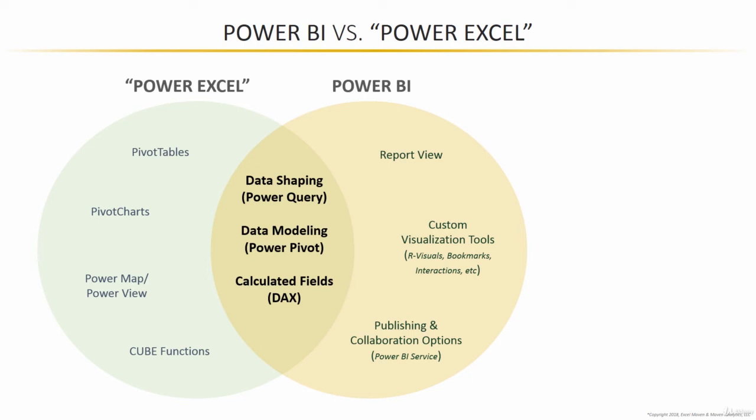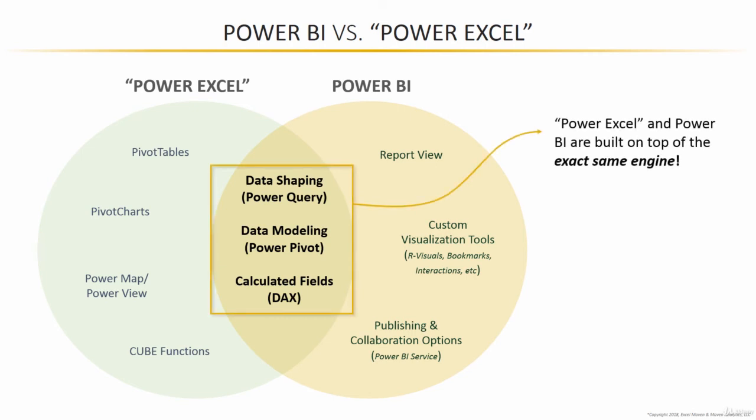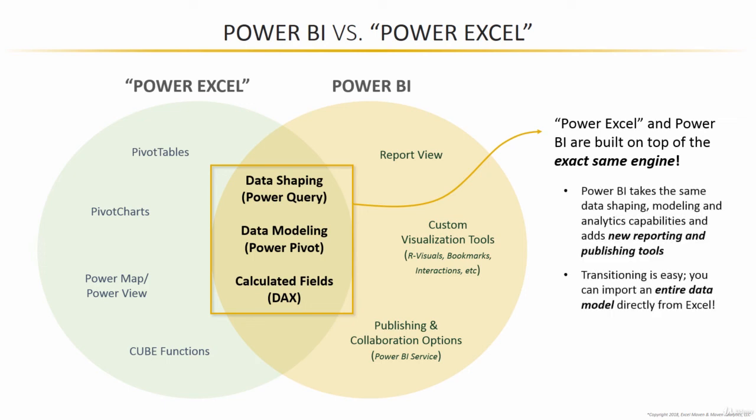But where I want to really focus is this area of intersection. Like I've said before, these two tools are actually built on the exact same engine. Power BI takes the same data shaping, modeling, and analytics capabilities and then adds these incredible new reporting and visualization and publishing tools on top of them. So even though they're called different things in different places, the data loading tools will be called either Power Query or Get and Transform in Excel. The data modeling tools will be called Power Pivot in Excel versus the relationships view in Power BI. The fact is, it's all the same thing.